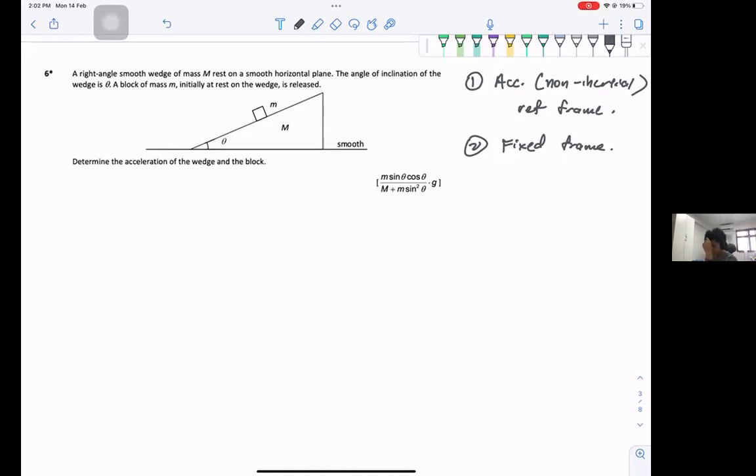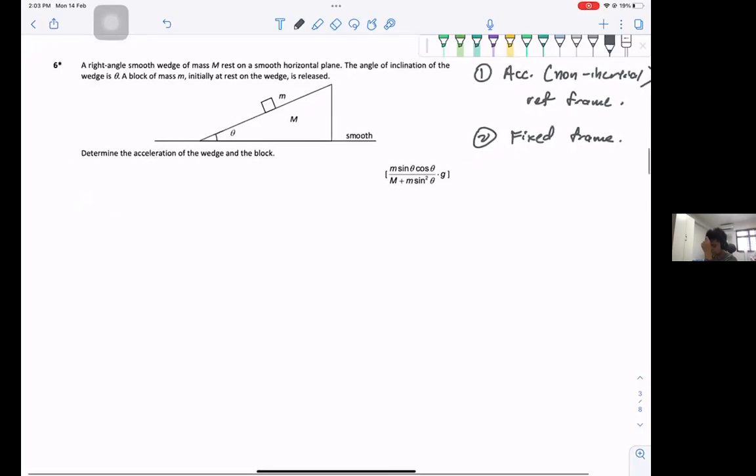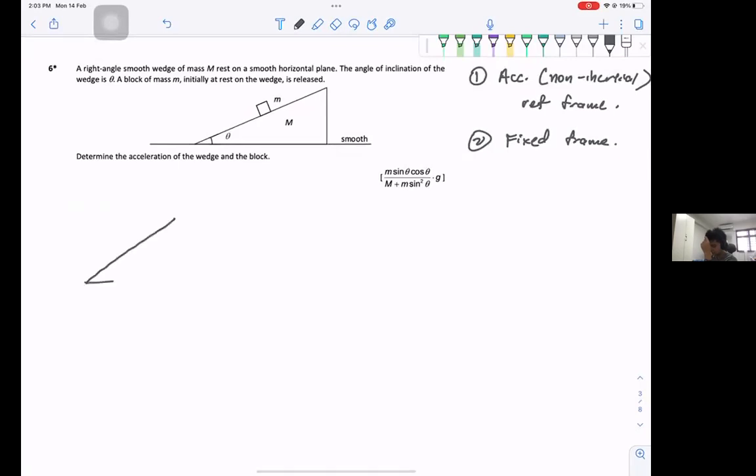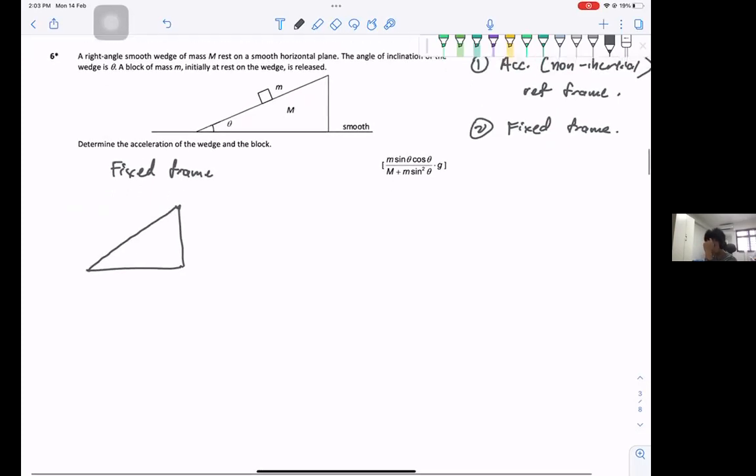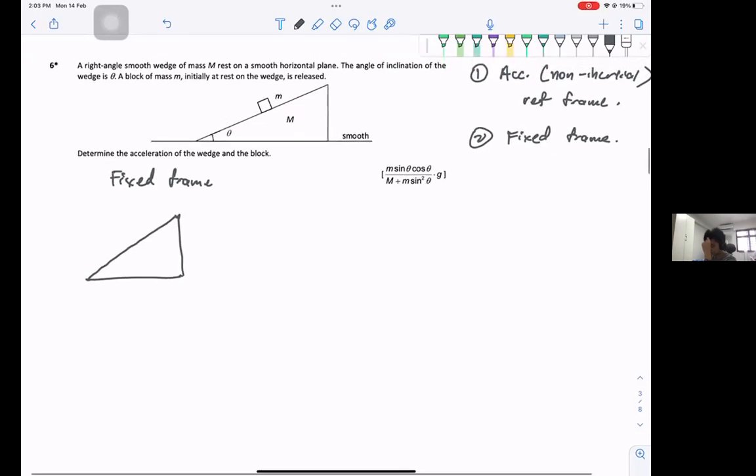So first of all, let's do it in the accelerating reference frame. But before that, it's always good to get a sense of what happens first, so we will do it in the fixed frame before we jump into the accelerating reference frame. The first solution we do will be based on the accelerating reference frame. But for now, let's just take a look at what happens if we think of it in the fixed frame first.